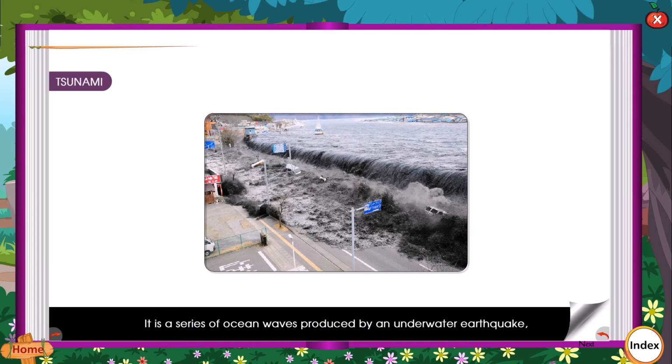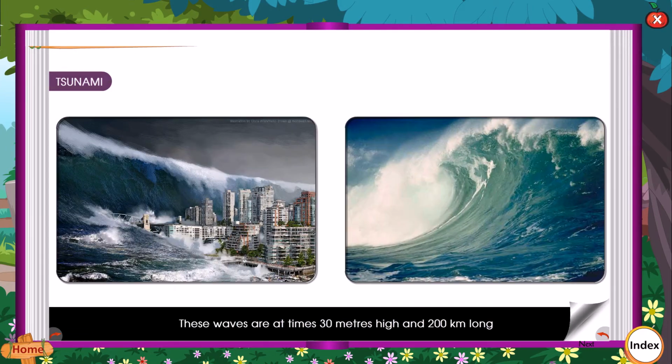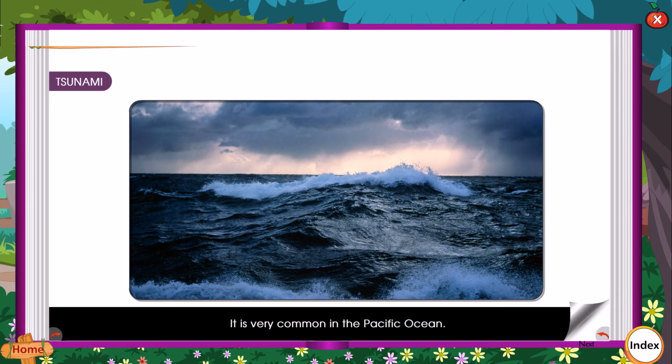Tsunami. It is a series of ocean waves produced by an underwater earthquake, landslide, or volcanic eruption. These waves are at times 30 meters high and 200 kilometers long and can travel at a speed of 250 to 900 kilometers per hour across entire oceans for a few days. It is very common in the Pacific Ocean.